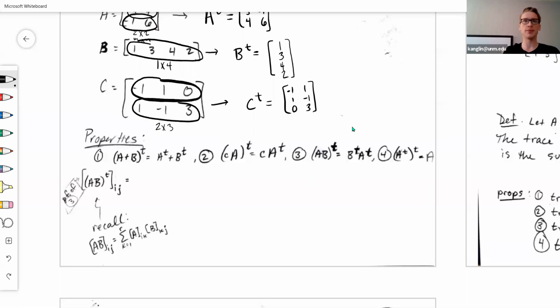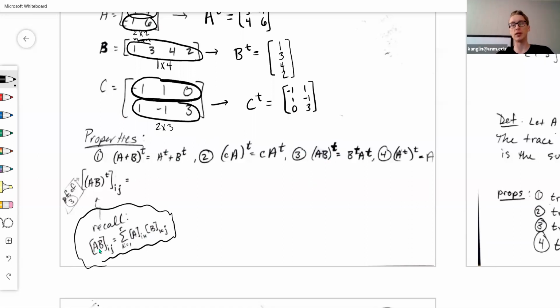So let's try to prove this. What I'm really going to need to use in order to prove this is a fact that we've seen before, and it is this right here. This nice way that we can write out a matrix product. So before we even talk about proving property 3 here, let's just remember this.